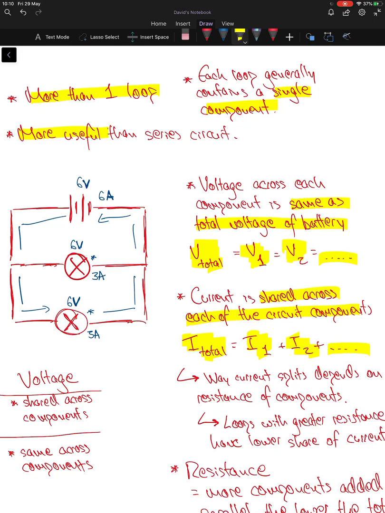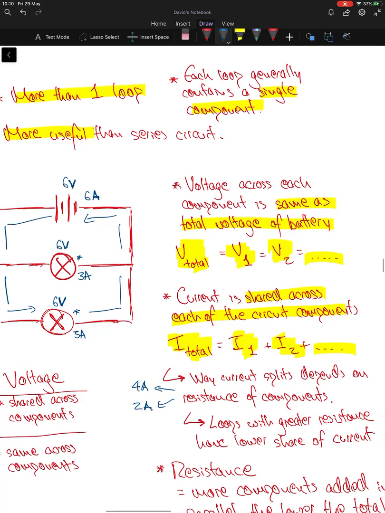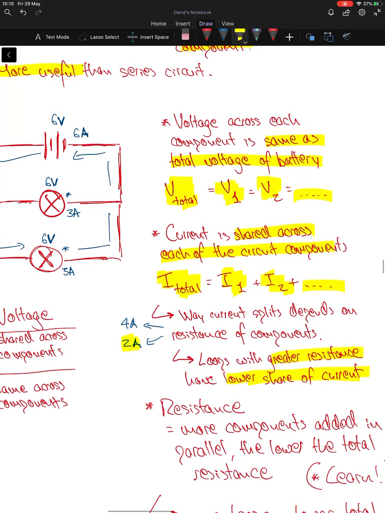Now, the way the current splits depends on the resistance of each component. So we might have 2 bulbs and one bulb has 4 amps of current, and the other has 2 amps of current. Now, the one with 2 amps of current would have a greater resistance because it's making it harder for the electrical charge to flow through it. So therefore it has a lower current. So different components can have different resistances, and that determines the amount of current that flows down each of the pathways. And then finally, resistance.